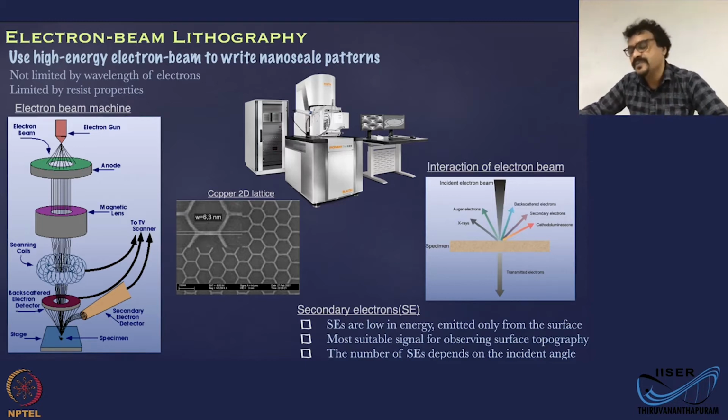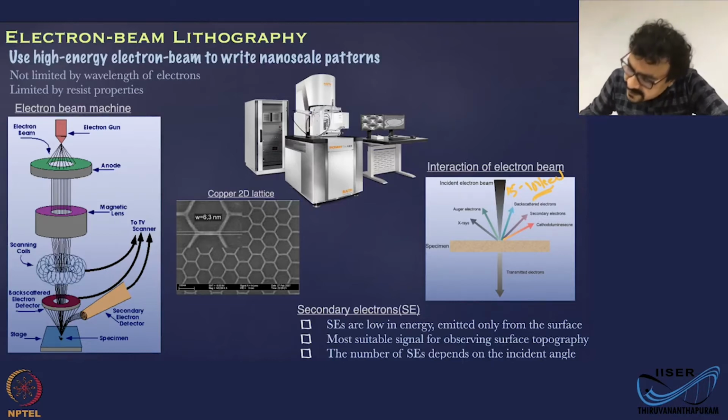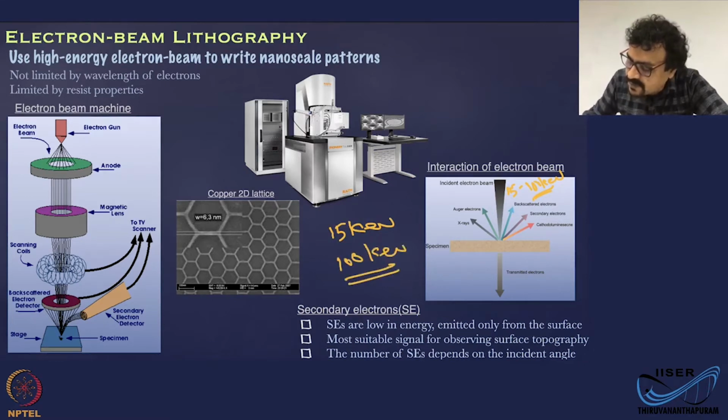Okay, so here is a primary electron beam, a high energy electron beam of the order of a few tens of kilo electron volts. So you can have these beams with energies like maybe 15 to maybe 100 kilo electron volts. That is typically the energy used for writing these patterns. So let's say 15 kilo electron volts to something like 100 kilo electron volts. That is what these electron beam machines come with.